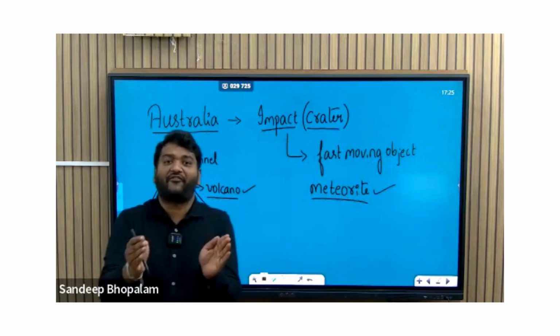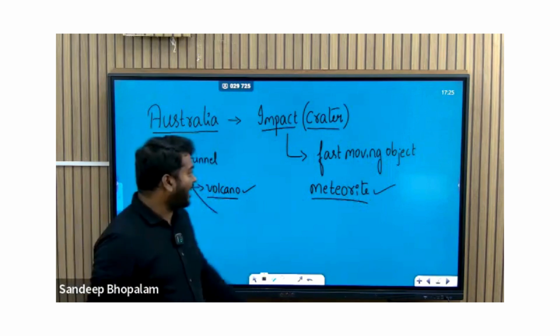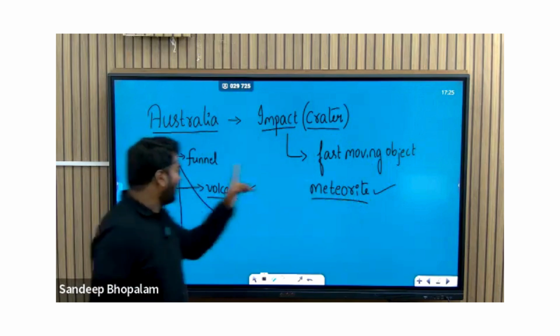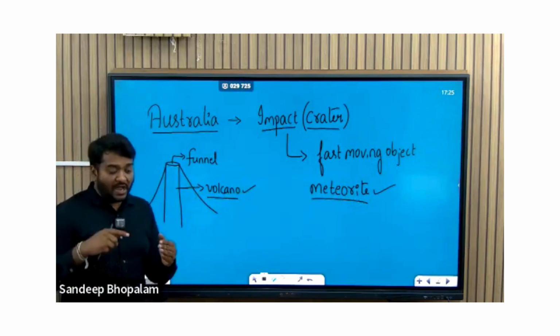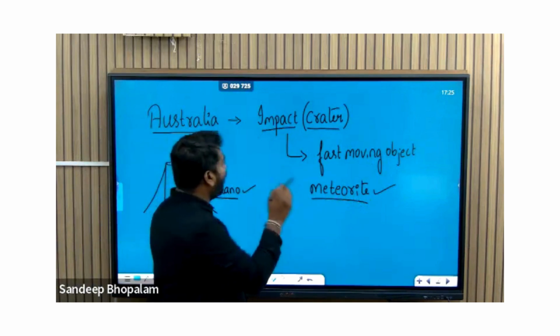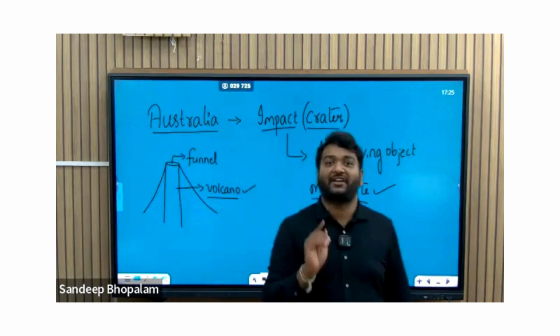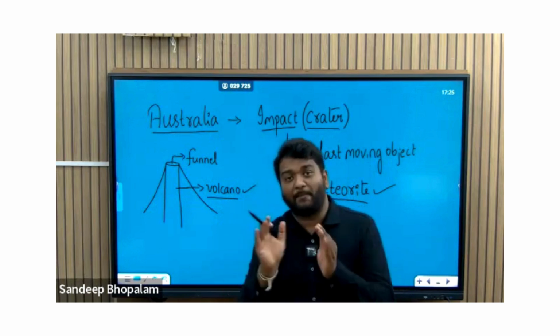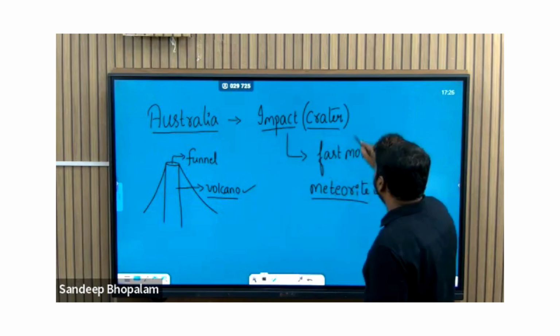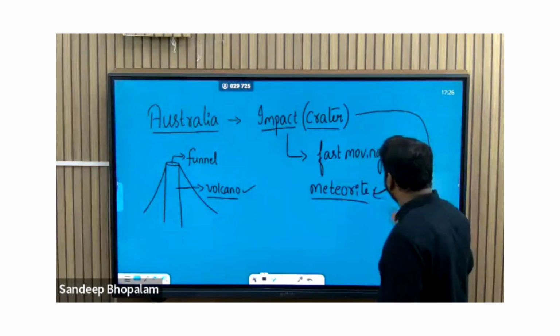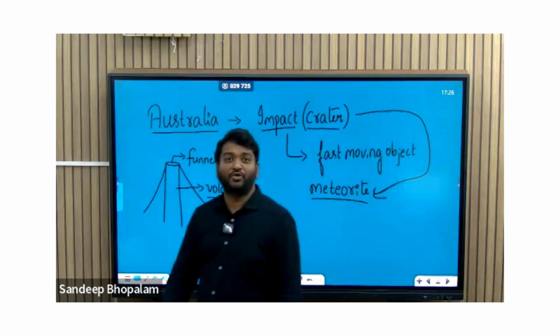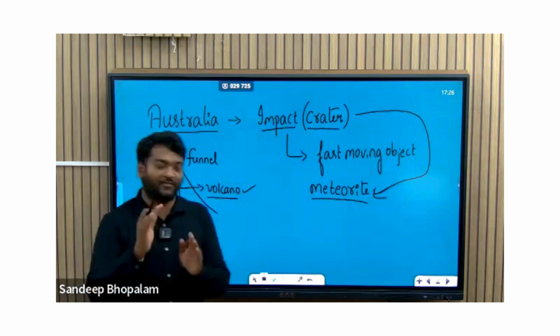Okay, craters are formed due to what? It can be associated with meteorite also. It can be associated with volcano also. And then they may ask you, what exactly do you understand by impact crater? Impact crater basically means you need to say it is obtained from meteorite, not due to volcano. Okay, this clarity you must have.